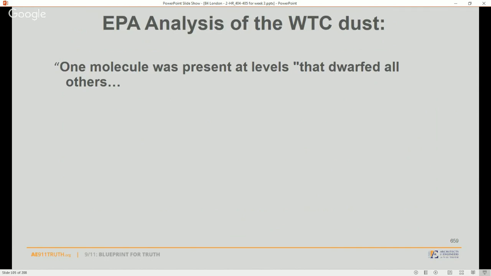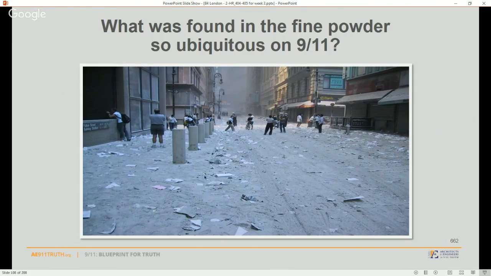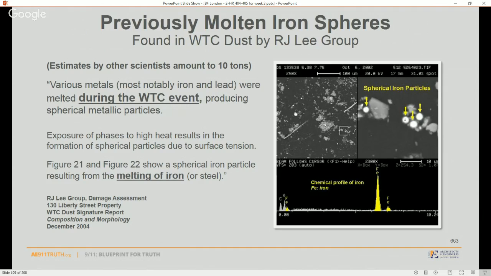In fact, the EPA documents one molecule at levels that dwarfed all others, 1,3-diphenyl propane. We've never observed it in any other sampling we've ever done, says Eric Schwartz of the EPA. But there it is. And it's unexplained. As is the other material that was found in the dust through a 3-square-mile area of lower Manhattan in a 4-inch thick blanket. The iron microspheres documented by the billions in all the dust samples.